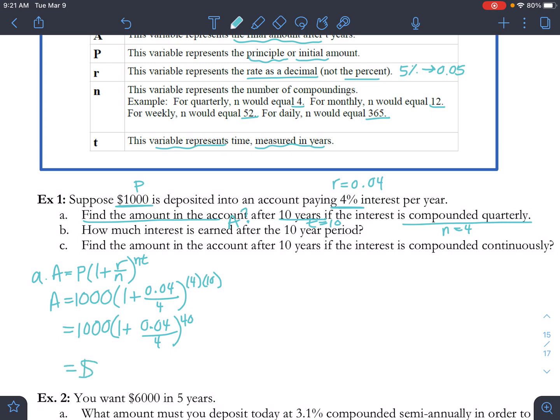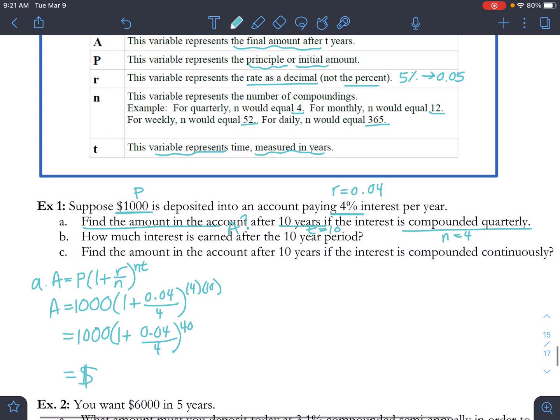You should get, we're going to do money here, so we want to round to 2 decimal places because we're talking about money, 1488.86. All right, so if you invest $1,000 and you have this 4% interest, you wait 10 years, you now end up with $1,488.86.